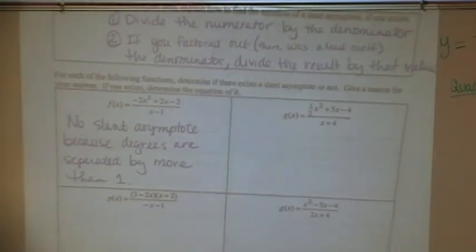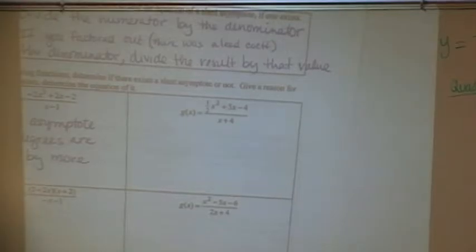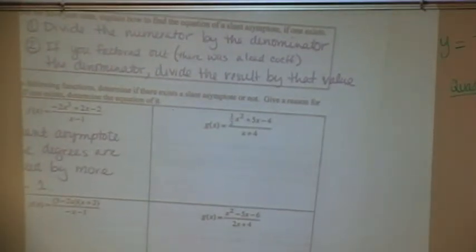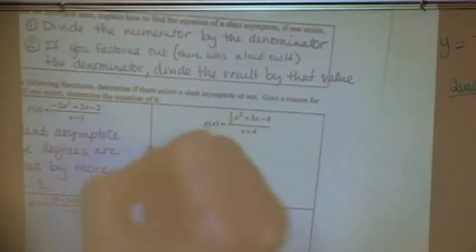What about g of x? Does it have a slant asymptote? Yes. It does, because the degree on top is 2 and the degree on bottom is 1. So we do have a slant asymptote, so we're going to synthetically divide. I'm going to put a -4 in the box.